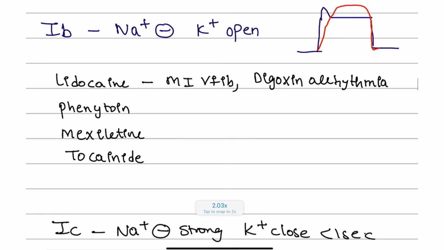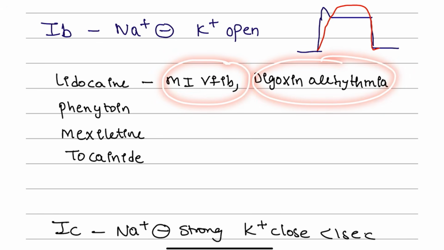What are the uses, guys? MI associated ventricular fibrillation, digoxin arrhythmia can be seen. So what are the common examples? Lidocaine, phenytoin, mexiletine, and tocainide.